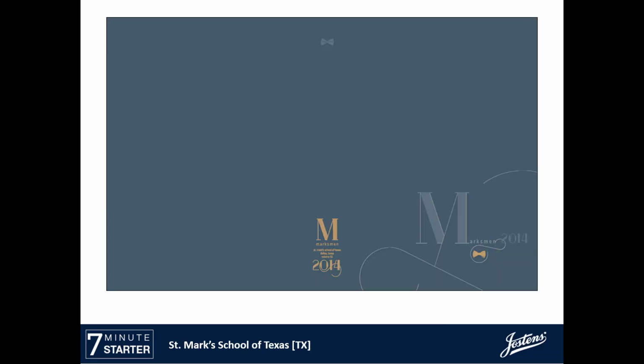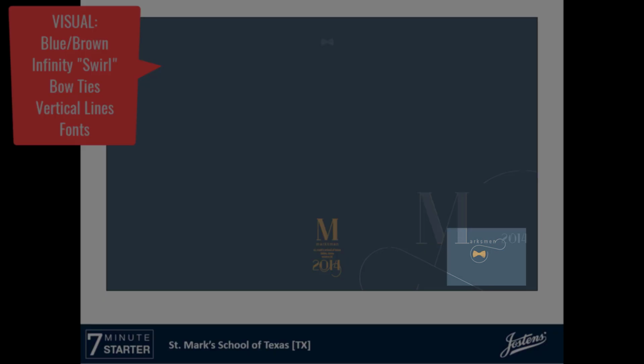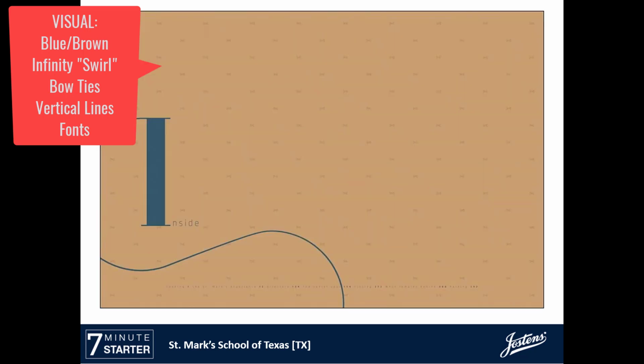In this book, you're going to see some different graphics and theme elements. The first thing that you'll notice for their book is their colors are kind of this brown and blue. They have got that infinity sign, which is the sideways 8. It kind of looks like scrolls here. They've got the little bow ties. They have got vertical lines that they use throughout their book too, and the special font here with the M.